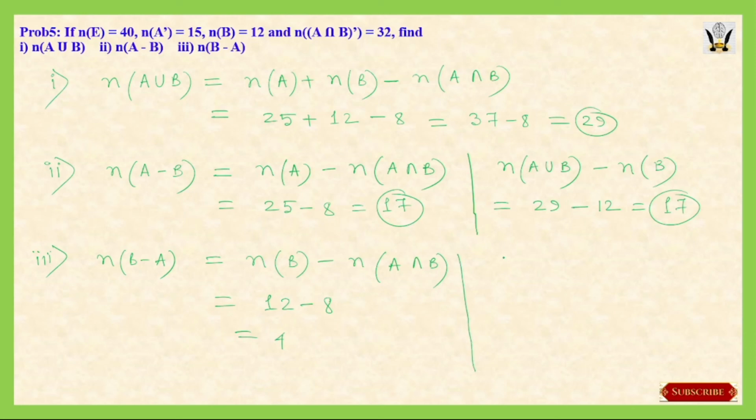And if we want to find this value based on the union operation, then it will be n of A union B minus n of A. So the union operation value is 29 and n of A is 25. So 29 minus 25 is 4. So whichever relationship we use, we get the same value. So the third part of the problem sum is also proved.